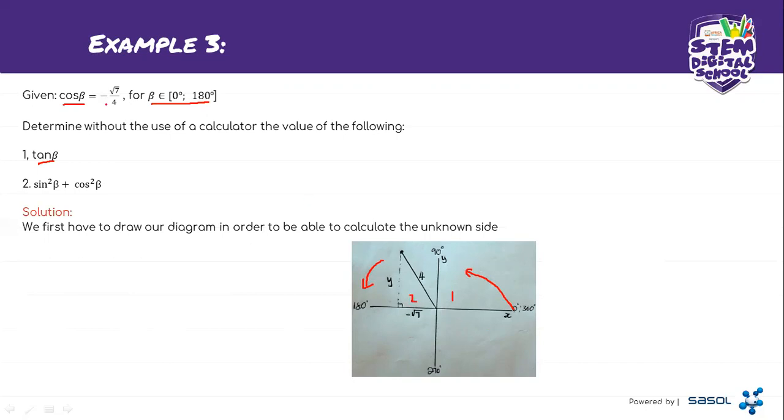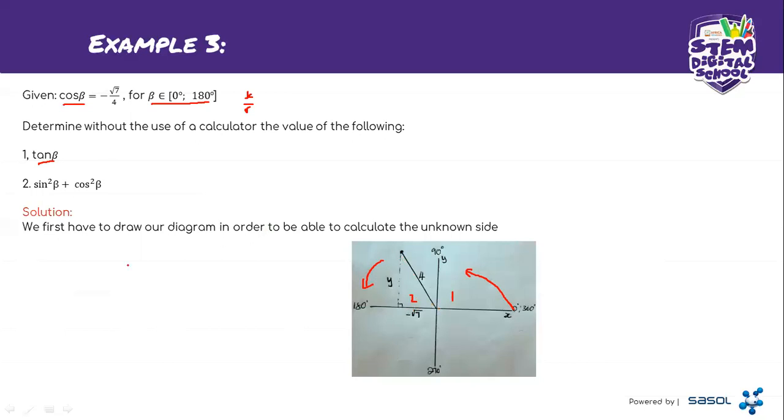Remember, when you talk about cos beta, it is x over r. And remember, r is always positive. It is very clear that this negative is for x. In which quadrant is x negative? Of course it is the second quadrant, because on the second quadrant is where x is negative. That is why the terminal arm is on the second quadrant.